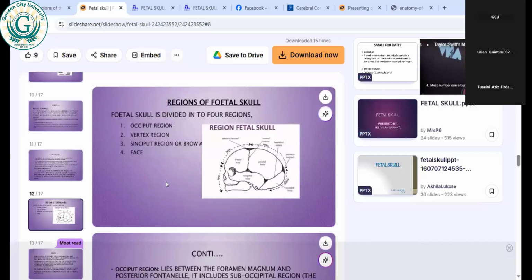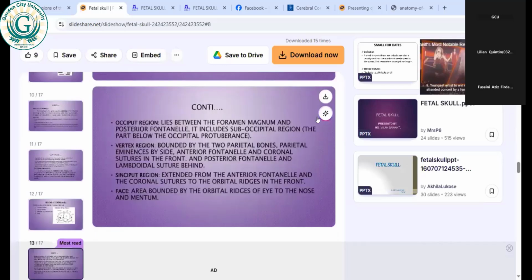So I would have continued with the fetal circulation, but maybe someone would take over from that. Are there any more questions? Hello. God bless you.